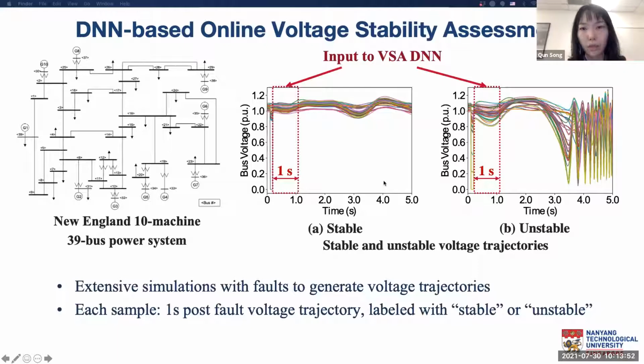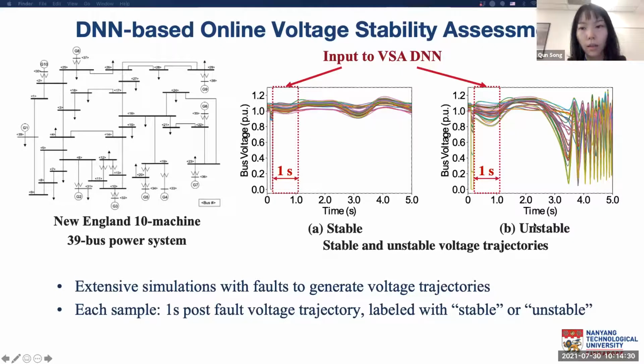In particular, we perform extensive offline time domain simulations to generate voltage trajectories. In each simulation, a 3-phase fault that lasts for a random time duration ranging from 0.1 to 0.3 seconds is injected to a randomly selected bus. The fault is later cleared by a single or double transmission line tripping, and each sample consists of 1 second long post-fault voltage trajectories of all the 39 buses and is labeled with stable or unstable.